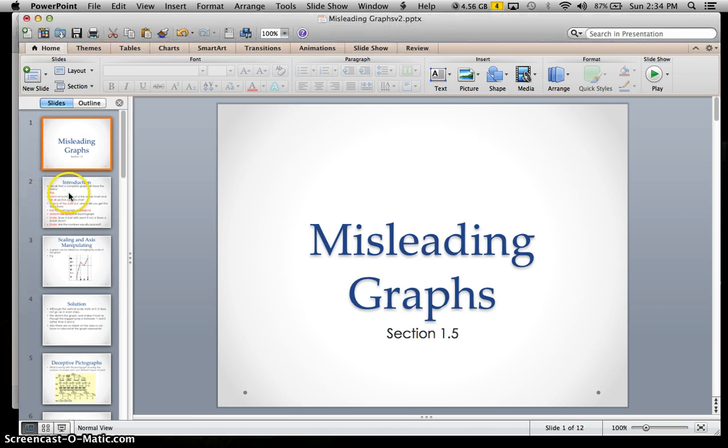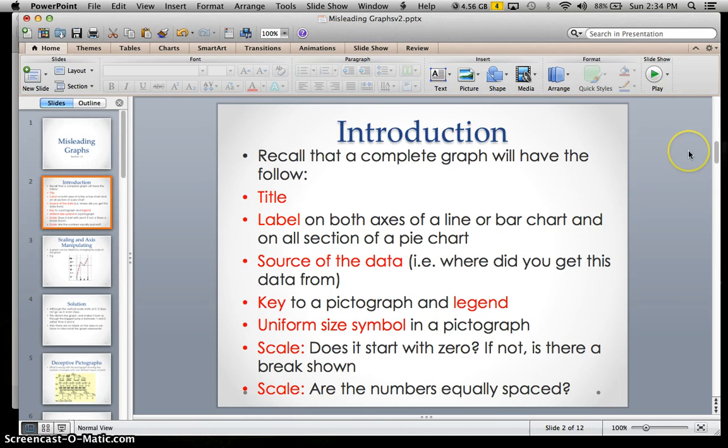So let's remind ourselves of the components that make a complete graph. If you have not already written these things down, or you haven't made a mental note of these things, now would be a great time to do that. On a test, I'll be looking for these things on the graphs that you produce, as well as when we take a look at misleading graphs, you'll have to know these terms and the components of a graph in order to explain to me why the graph is misleading. So let's just take a look at these again.